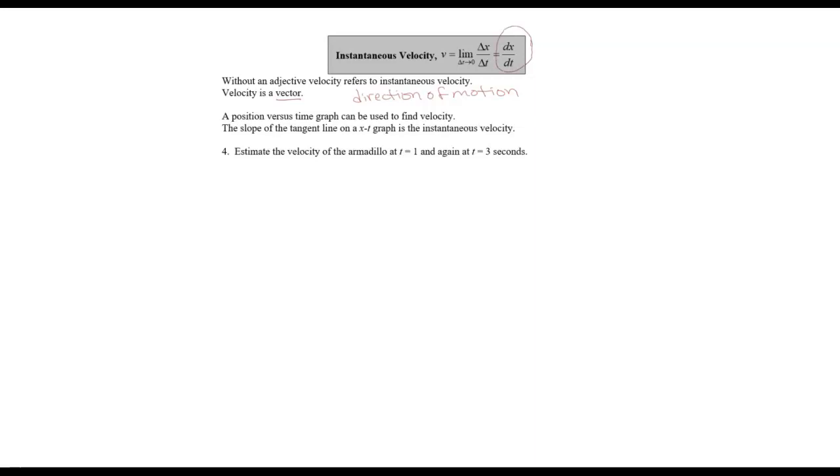So as we look at a position versus time graph, the slope of the tangent line gives us information on the instantaneous velocity. So if we want to look at the armadillo at 1 second and at 3 seconds, let's go back to our armadillo graph here. So if we look at 1 second and we have a small tangent line attached at that point, and we look up here at 3 seconds and we put a small tangent line attached at that point, and we look at the slopes of those individual tangent lines, that's going to give us the slope or the velocity of this armadillo as it goes through 1 second and as it goes through the 3 second mark.